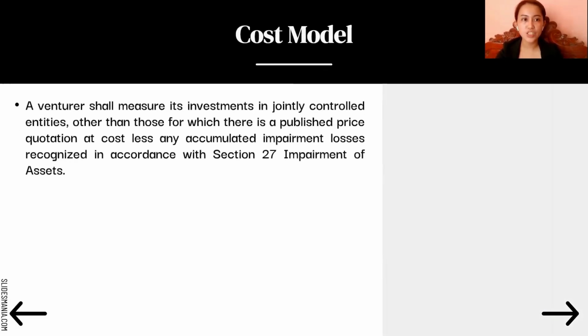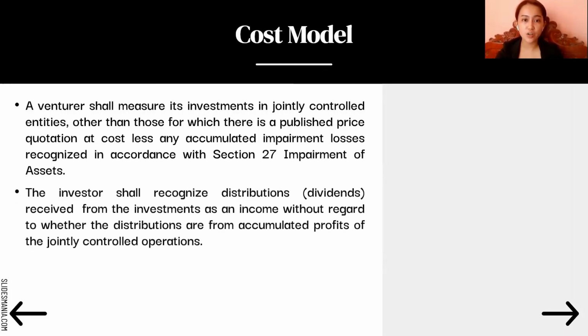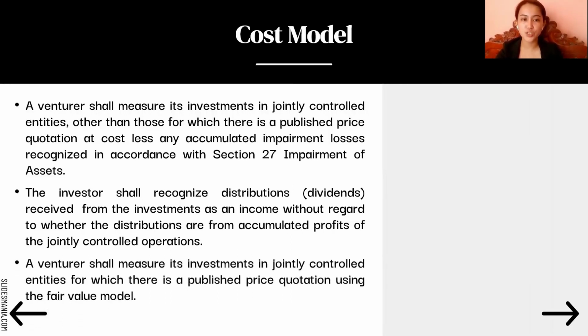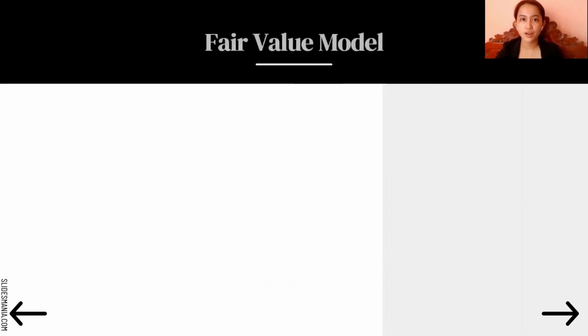Cost model. A venturer shall measure its investments in jointly controlled entities other than those for which there is a published price quotation at cost, less any accumulated impairment losses recognized in accordance with Section 27, Impairment of Assets. The investor shall recognize distributions or dividends received from the investments as income without regard to whether the distributions are from accumulated profits of the jointly controlled operations. A venturer shall measure its investments in jointly controlled entities for which there is a published price quotation using the fair value model. Fair value model.